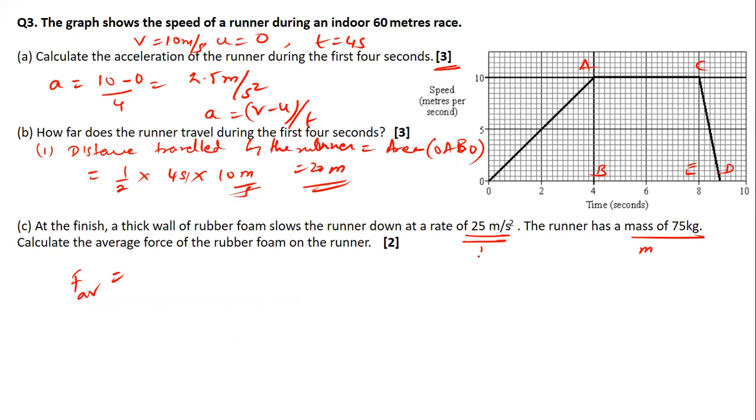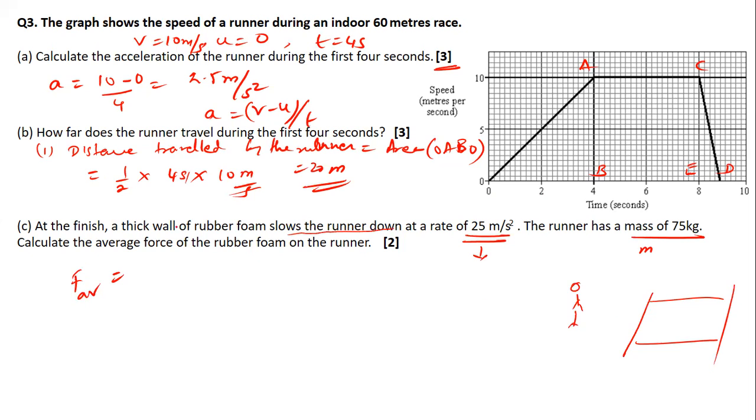What is given here? The acceleration. But he says slowing down, so it slows the runner down. He starts from here. As he is running, when he reaches the finishing line, there is a rubber foam kept here. When he steps onto it, he starts slowing down, and then he stops somewhere over here.